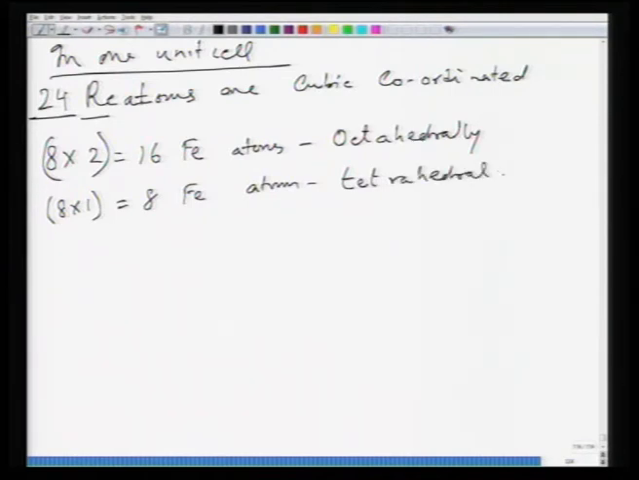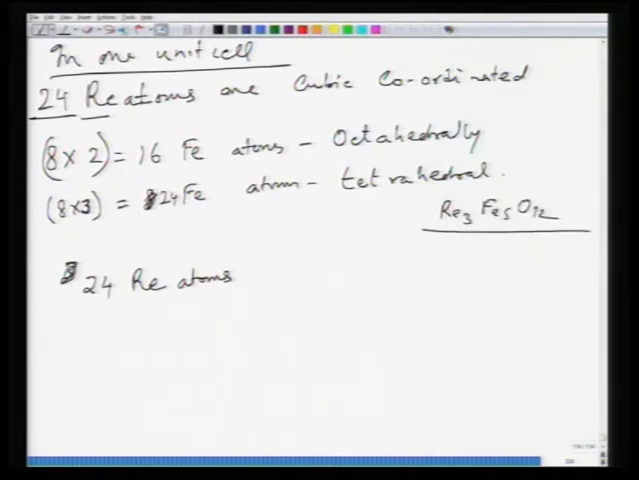Now here, basically 24 Re atoms, sorry, now here you have essentially 8 into 3. So this should be 24 Fe atoms, because the formula is Re3Fe5O12. So as a result, you have 2 iron sitting on octahedral sites and the remaining 3 go on the tetrahedral. So 24 iron atoms on tetrahedral sites. So please note that modification. So you have 24 Re atoms going on 12-fold coordination.